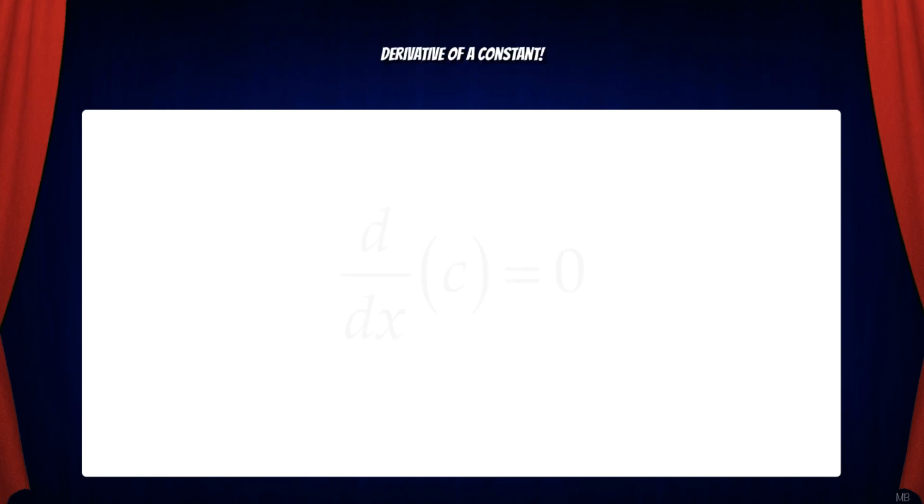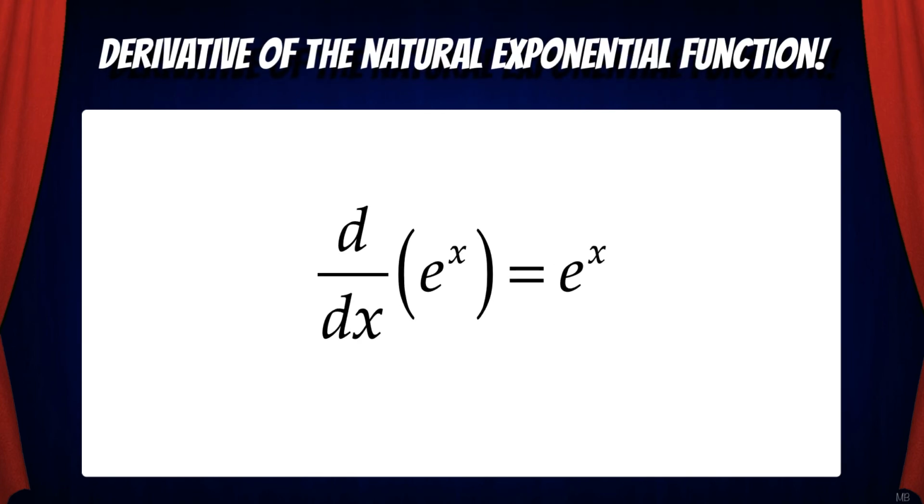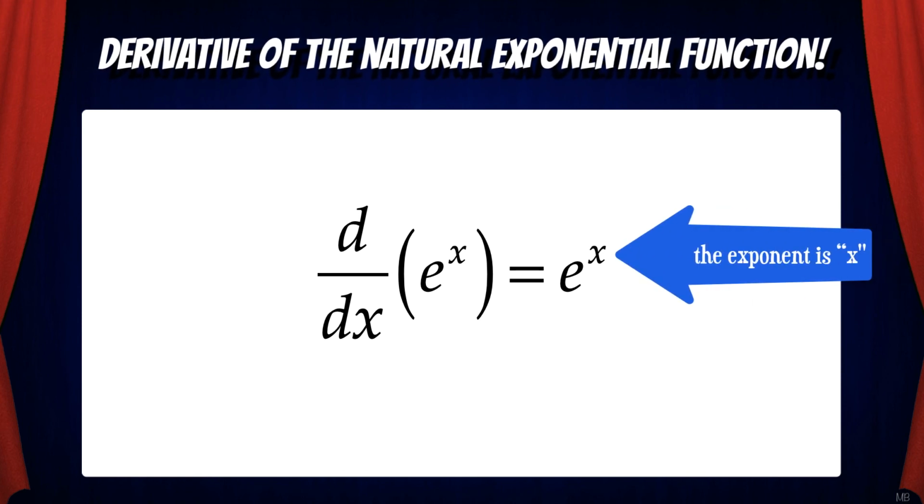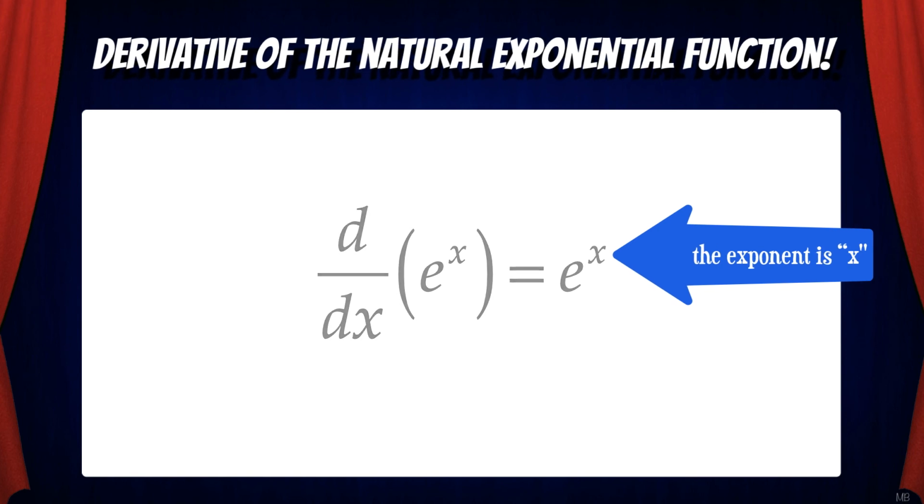Let's compare this with the derivative of the natural exponential function. The derivative of e to the x equals e to the x. Note that in this case, we have an x as the exponent instead of a constant.